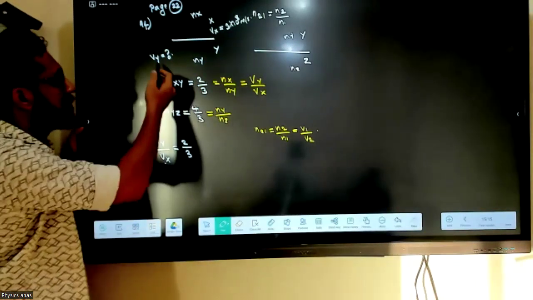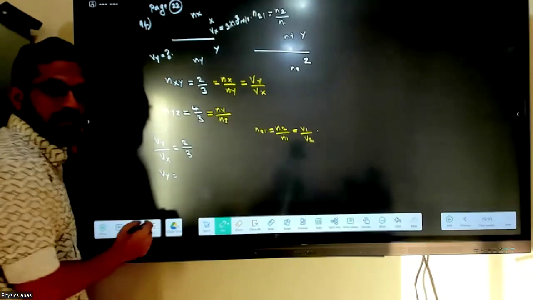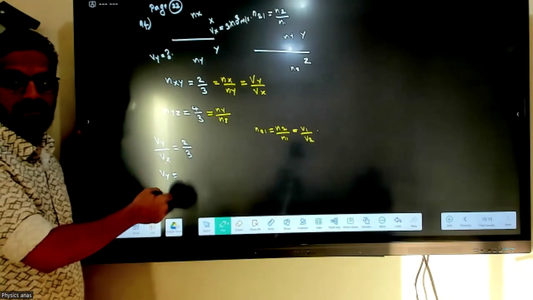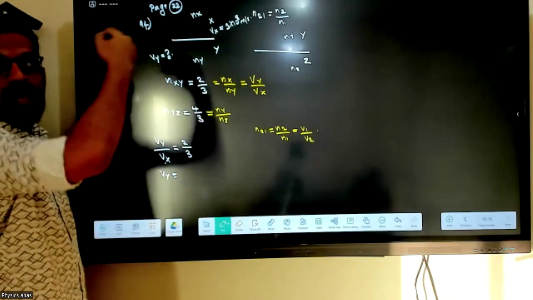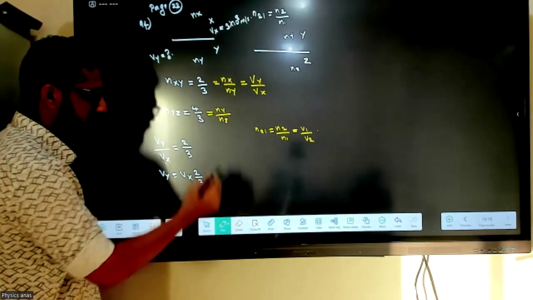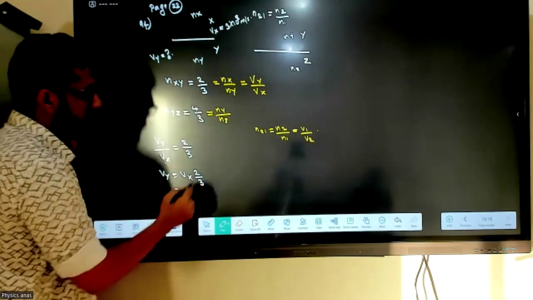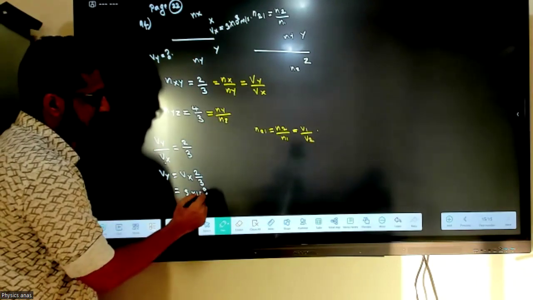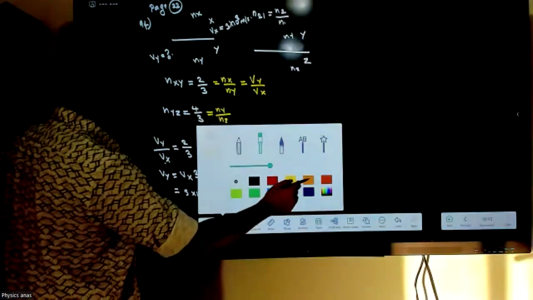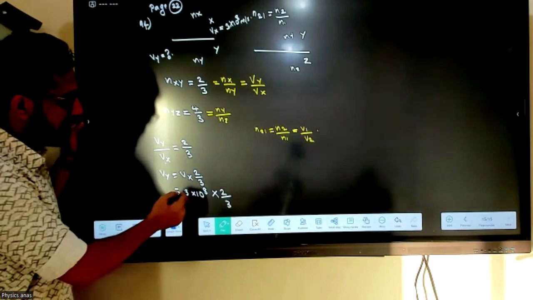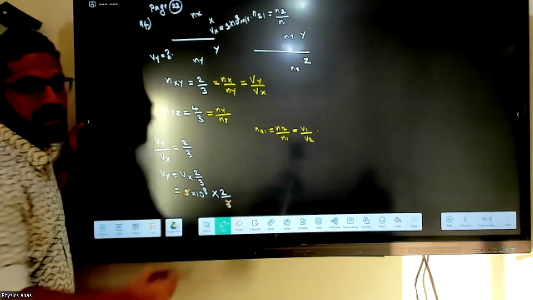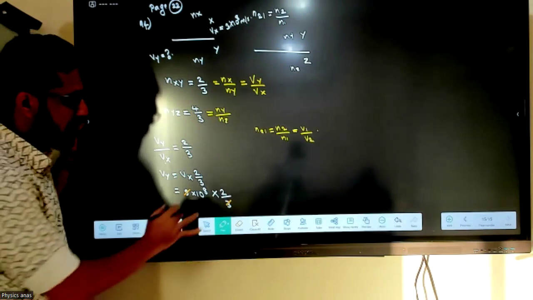Got it? And what do you need to find? Vy. How can you find Vy? Bring this Vx to the other side. This is divided by Vx, and if you bring that to the other side, it will be multiplied, right? So Vy is Vx into 2 by 3. Now what is the value of Vx? Vx is 3 into 10 raised to 8 into 2 by 3. What will happen now in the calculation? The 3 on top and the 3 on the bottom can be cut. Now what are you left with?